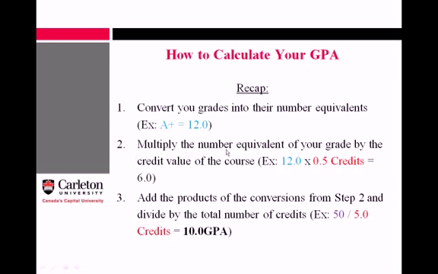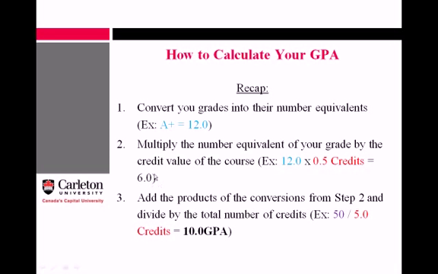Step 2, you multiply these number equivalents of your grade by the credit value of the course, which you can find in the undergraduate calendar or your course syllabus. So for example, you got an A plus, so the number equivalent is 12.0, and you multiply it by 0.5 credits, because I guess this course was probably a 1-semester course, and it equals a conversion value of 6.0.